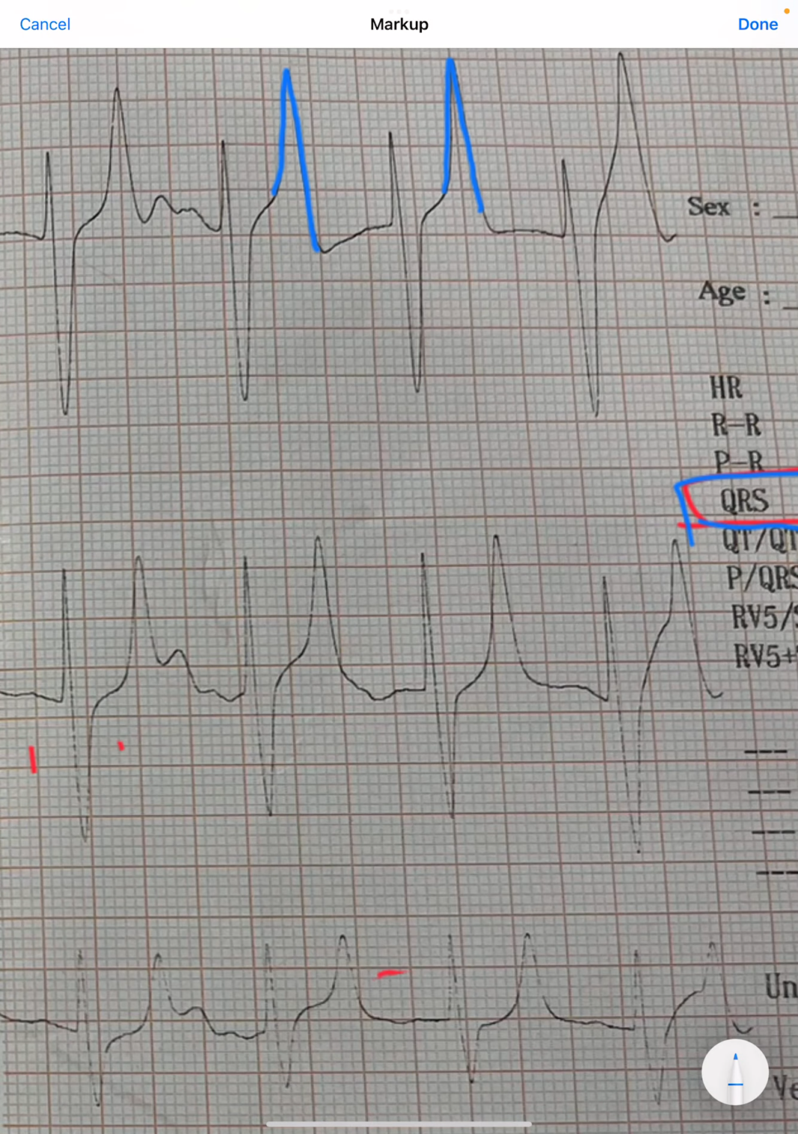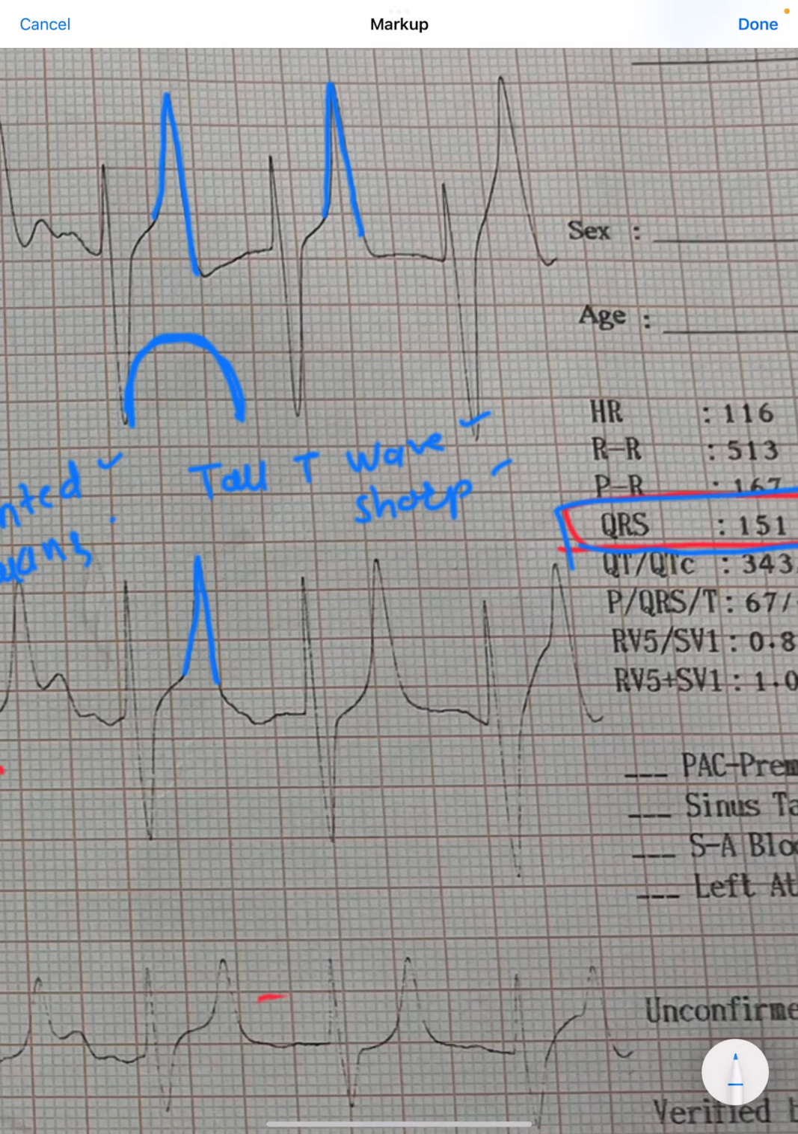So if I want to describe this T wave, this is definitely a tall T wave. It is sharp, very sharp. It is tented or peaking. Peaking means usually you get a T wave which is symmetrical and dome shaped, but here it is very sharp and it is like a tent. So it is a tall, sharp, tented, peaking, and symmetrical wave.